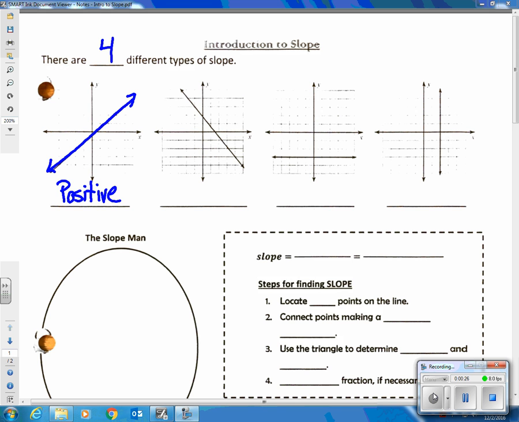If the slope is going down like this, again, remember we have to have arrows at each end. This is a negative slope. If it's going straight across like this, absolutely straight across, kind of going along the x-axis, remember this is our x-axis right here, this is our y-axis right here. If it's going straight across like this, it is a 0 slope.